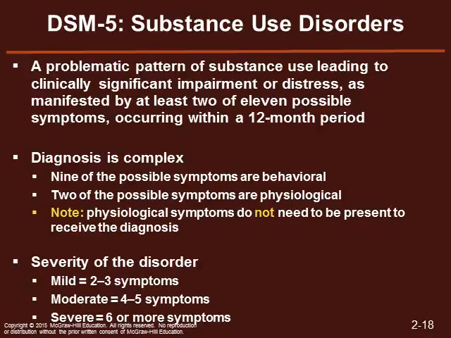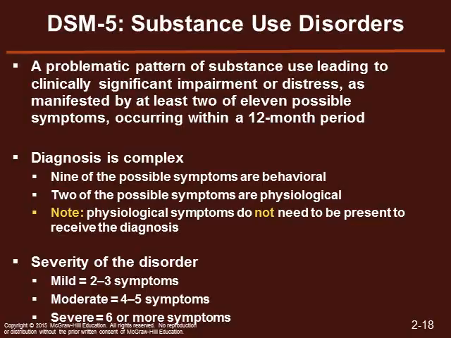Now, when we're looking at substance use disorders, as discussed in the DSM-5, here's the formal definition that they'll use. A problematic pattern of substance use leading to clinically significant impairment or distress as manifested by at least 2 of 11 possible symptoms occurring within a 12-month period. So, this is not a simple, straightforward diagnosis. It's quite complex. And those 11 possible symptoms, 9 of them are behavioral, 2 of them are physiological. So even within those symptoms, we have multiple categories.